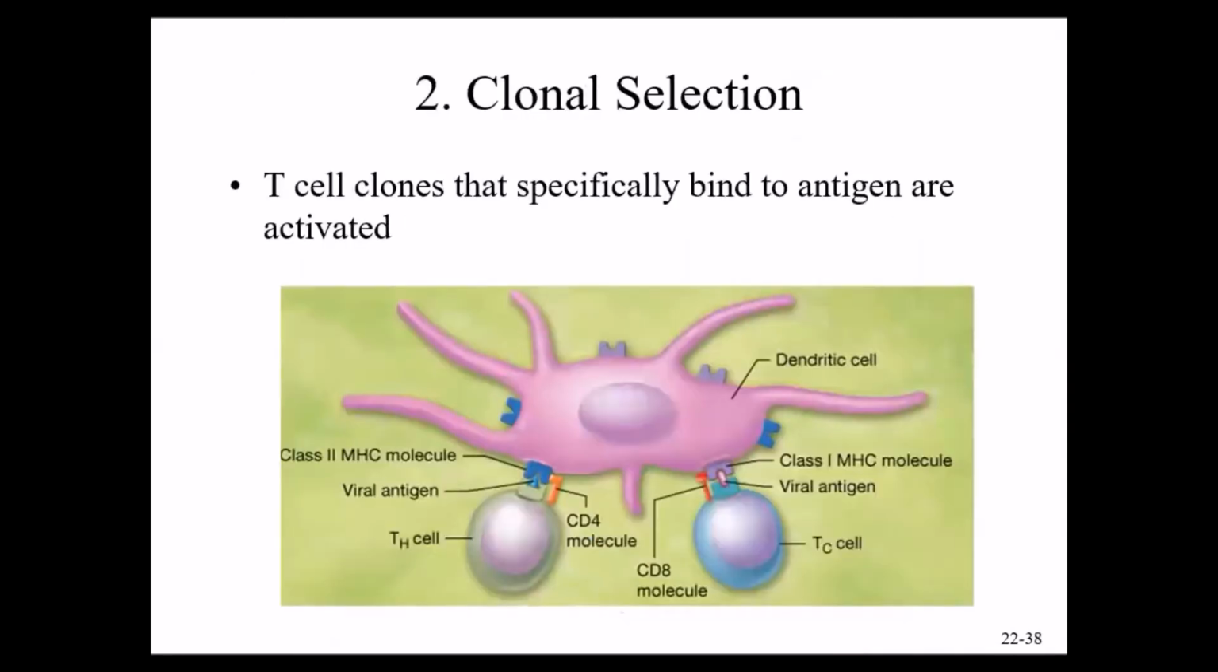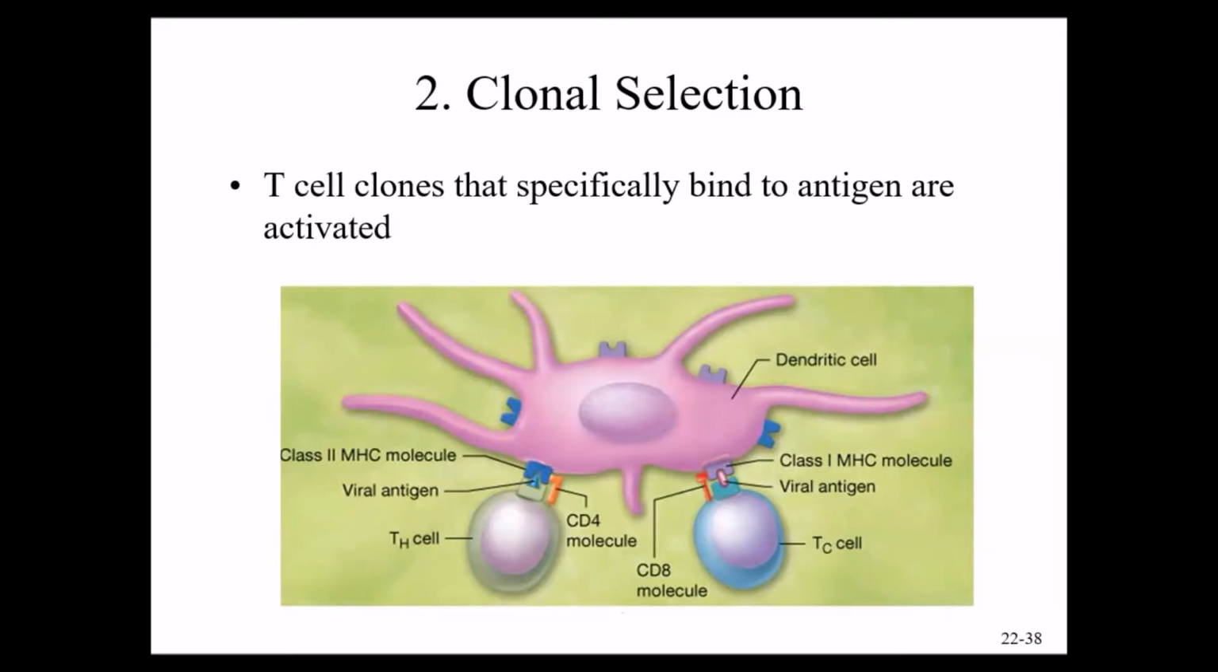Now, once the immune system cell is activated, you go through a process called clonal selection. You basically select the cells that you want to make more copies of. That's clonal selection. T cell clones that specifically bind to the antigen are activated. In other words, you have many different types of T cells, but only the ones that you really need are actually activated. Many other T cells you don't need to activate because maybe they are specific to a different pathogen.